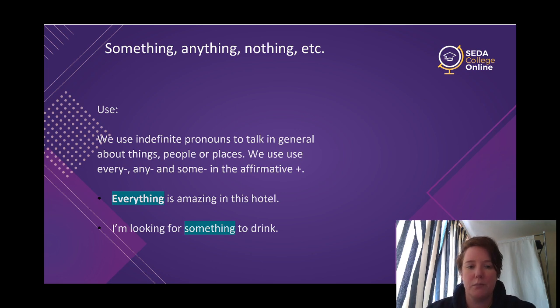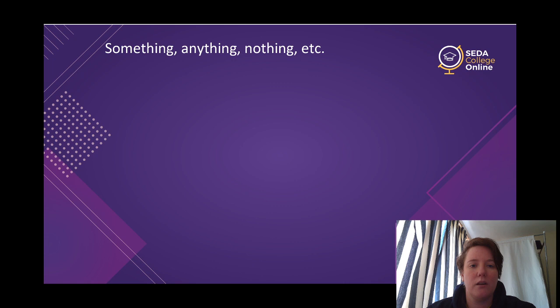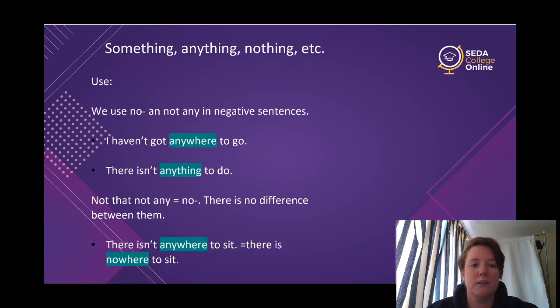Okay, let's move on. And now we use no, not any, in negative sentences. Look at this one here. I haven't got anywhere to go. Negative, so I use any for negative. There isn't anything to do. I'm using negative with isn't, and any. Think about that.